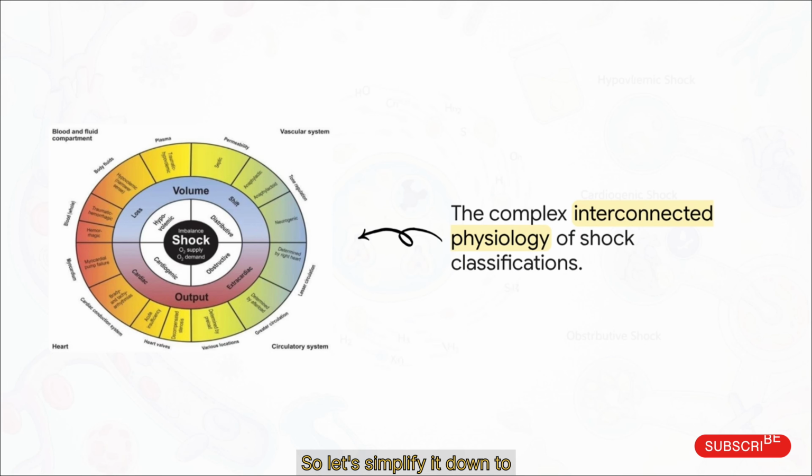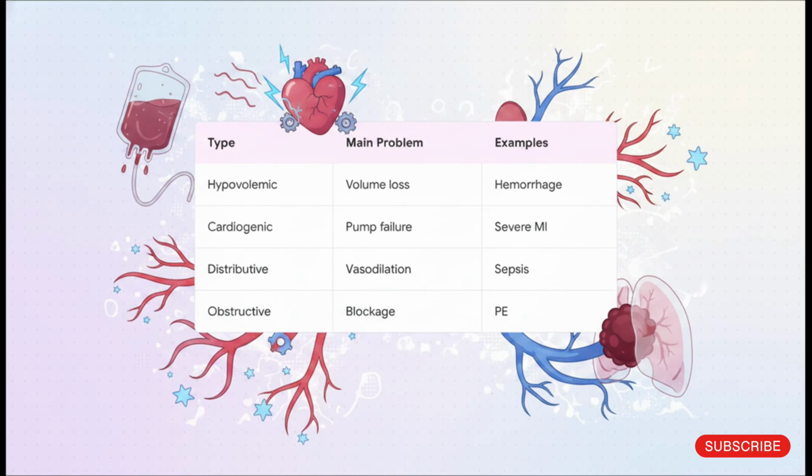So let's simplify it down to what you absolutely must know. Go ahead and screenshot this right now. I'm serious. This is your ultimate high-yield cheat sheet for pathology and internal medicine exams. You have hypovolemic shock, where the main problem is volume loss, seen in hemorrhage or severe dehydration. Cardiogenic shock is pump failure, classically from a massive MI. Distributive shock is widespread vasodilation and maldistribution, seen in sepsis, anaphylaxis, or spinal cord injuries. And finally, obstructive shock is a physical roadblock, like a PE or a tension pneumothorax.